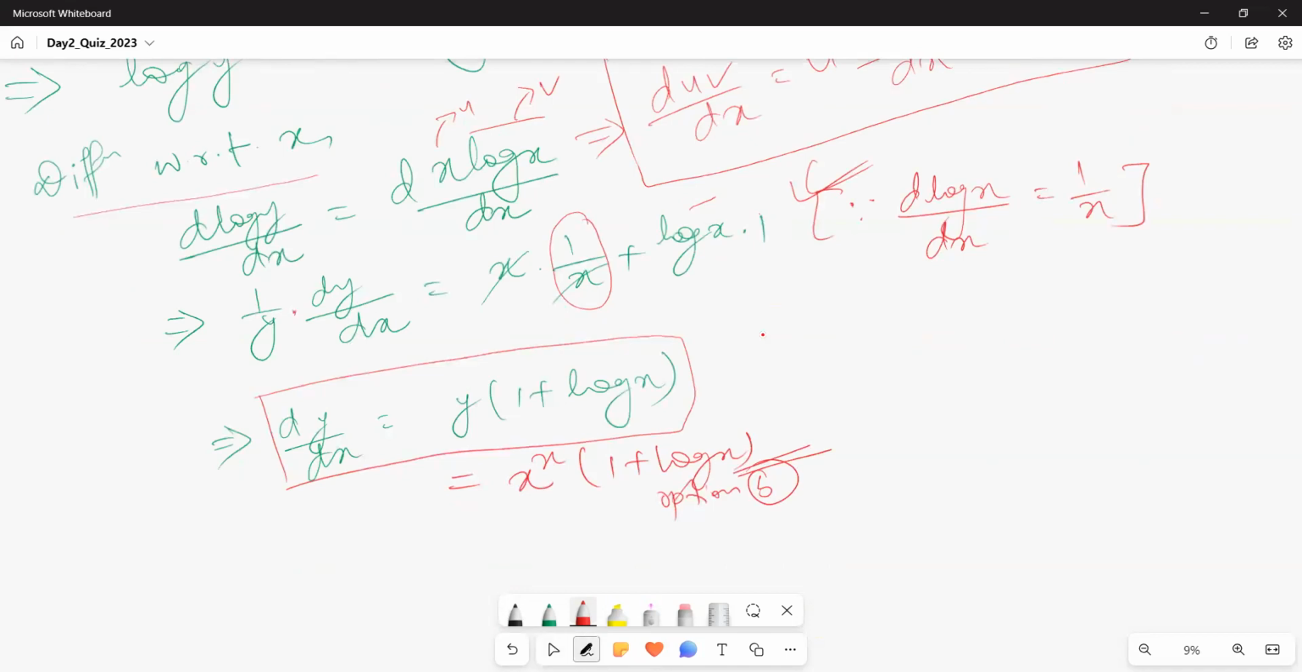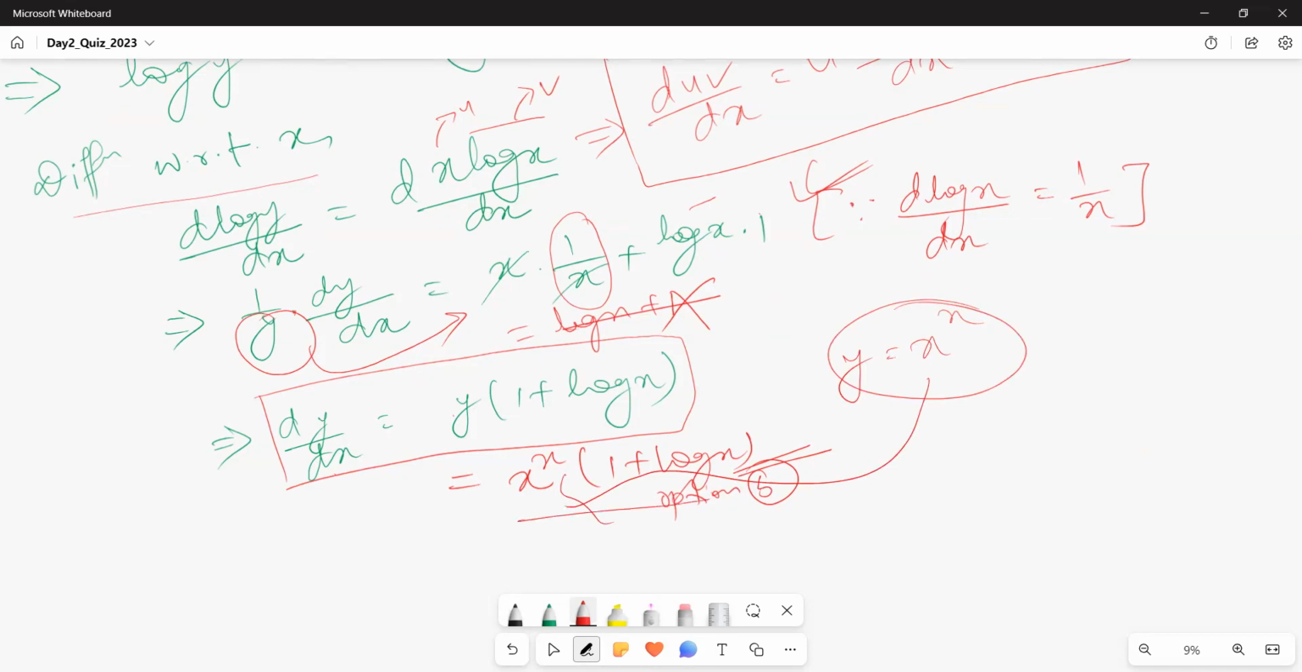So from this, many people will say this will be our answer, log x plus 1. Don't make this mistake. You have this y term, you need to transpose it to the right. So dy by dx equals y times 1 plus log x. In the answer there is no y, we have introduced y ourselves. So what was the y we supposed? y equals x to the power x. You need to substitute that back, and when you substitute back, you get x to the power x times 1 plus log x. So our answer is option B, right?